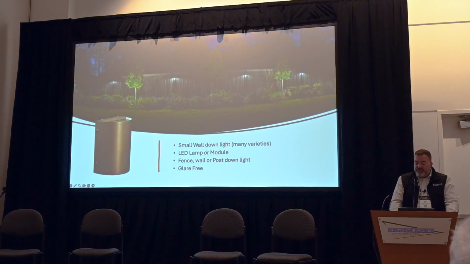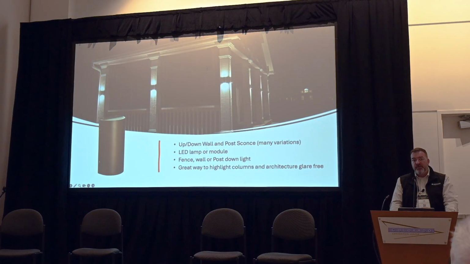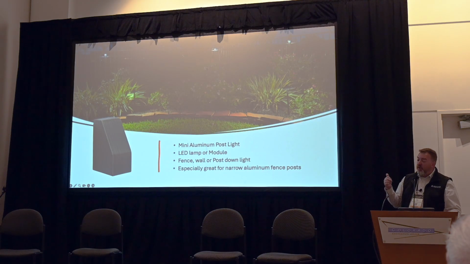You have wall sconces you can put on fences. Some of them are just downlight sconces, and you have some that are up-down sconces that you can do some uplighting and downlighting with together. So different varieties of sconces you can use. You can even have some little mini ones that you can use around pools where they have the aluminum fences. You can actually integrate those into the posts around.